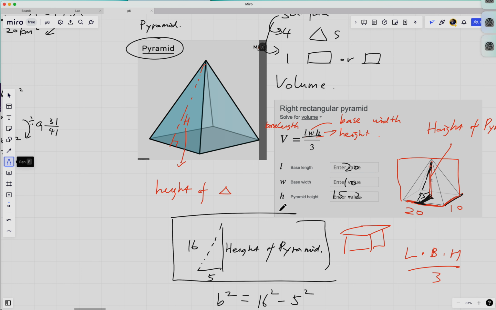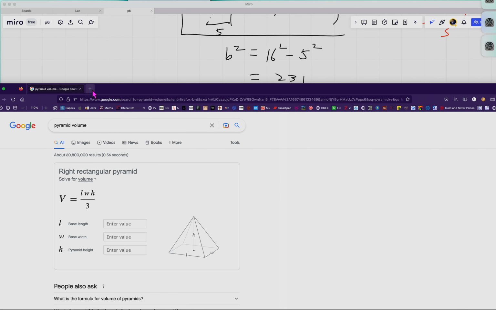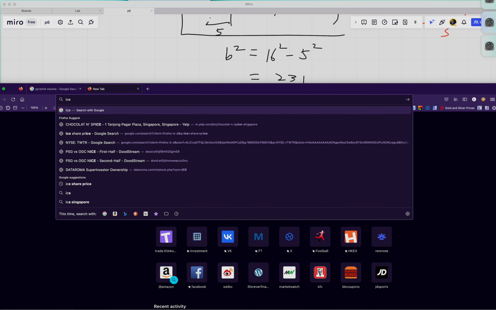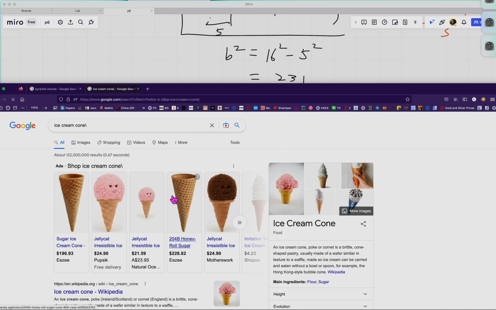Now, another type of solid is the ice cream cone. I don't want to spoil the image of the ice cream cone, so I'll just write cone.